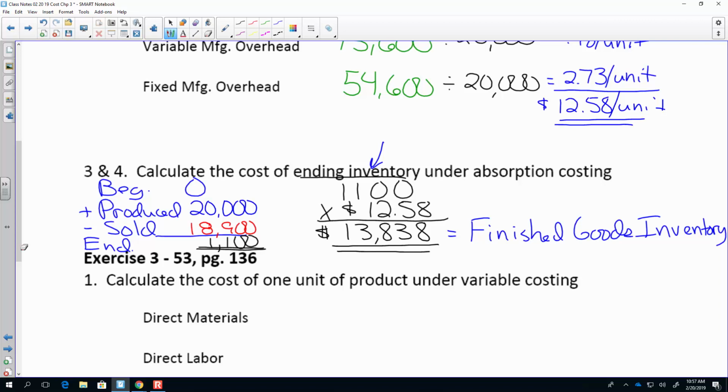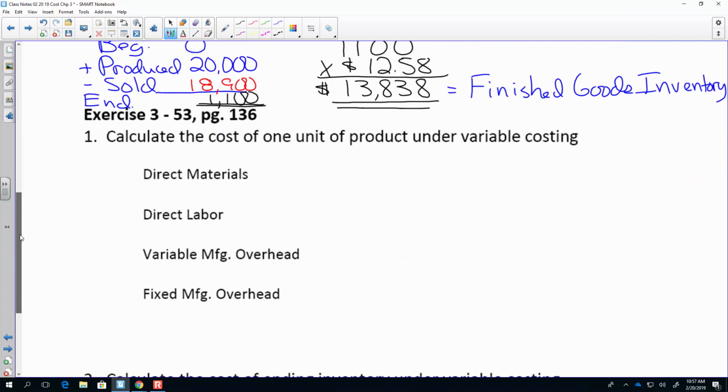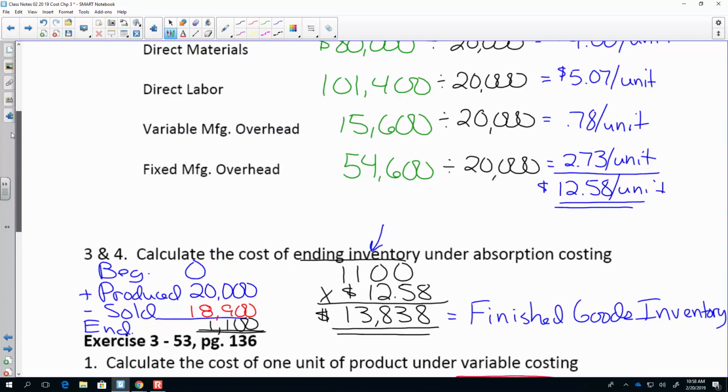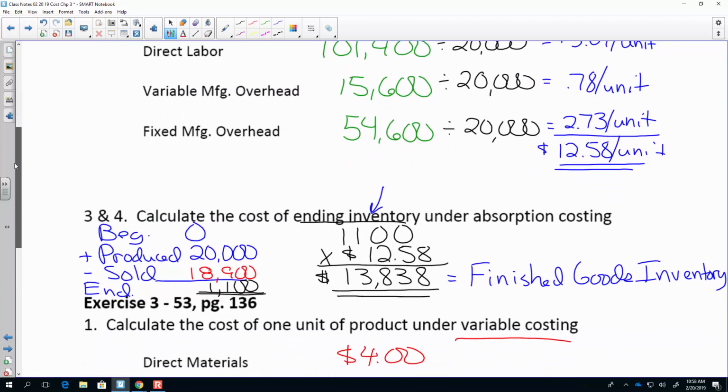The next task is 53. It's very quick. Our other inventory method is variable costing, right? What ones do we add? How many parts are variable? 1, 2, 3, 4. Holly? 3. 3, right? The first 3 are variable. So the 4, the 5.07, and the 78 cents.